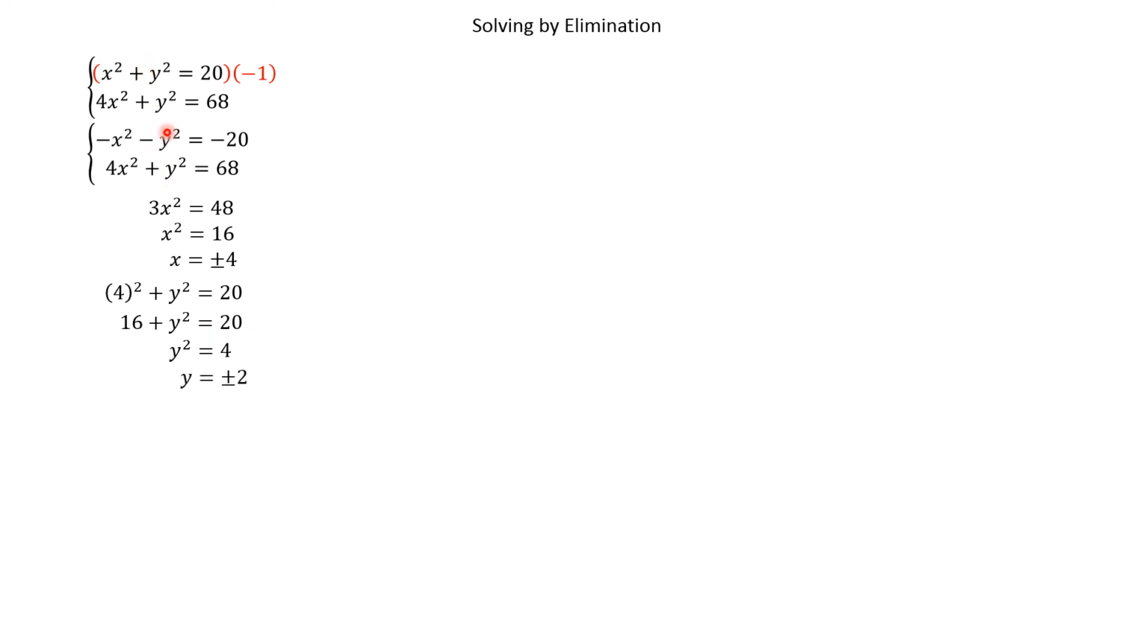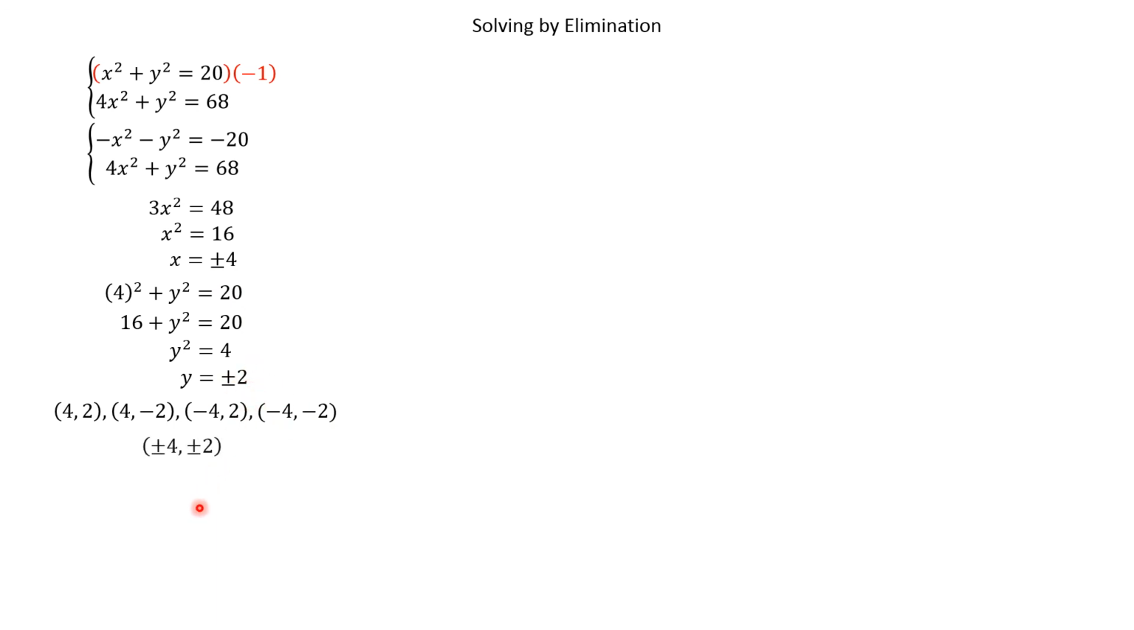And again, both y's are squared in each equation, and so the plus or minus doesn't make a difference if it's positive or negative. It's still going to give us 4. And so here we have 4 answers. We have 4 comma 2, 4 comma negative 2, negative 4 comma 2, negative 4 comma negative 2.